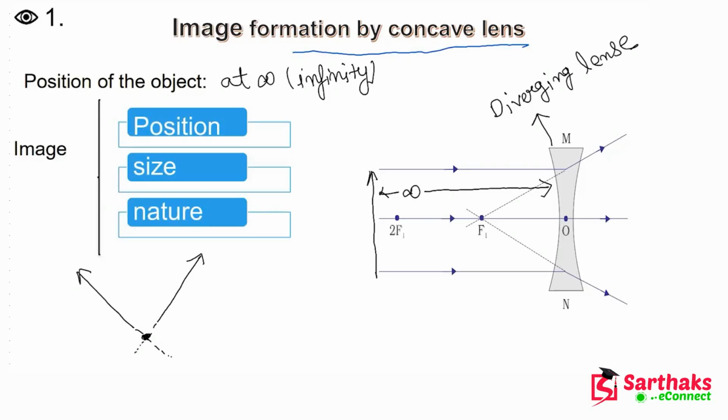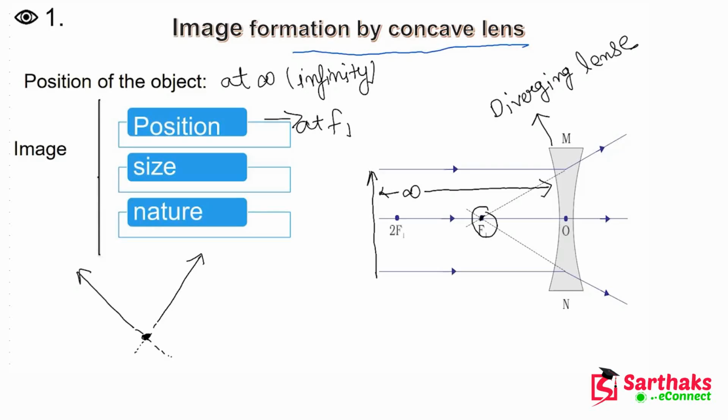So at this point, they will definitely appear to be meeting. So the same thing I will do here. I will extend it here like this, and I will also extend another ray like this. So at this point F1, these rays appear to be meeting. These rays appear to be coming from this point. So that's why we would say that our image will form at F1. So the position of the image is at F1.